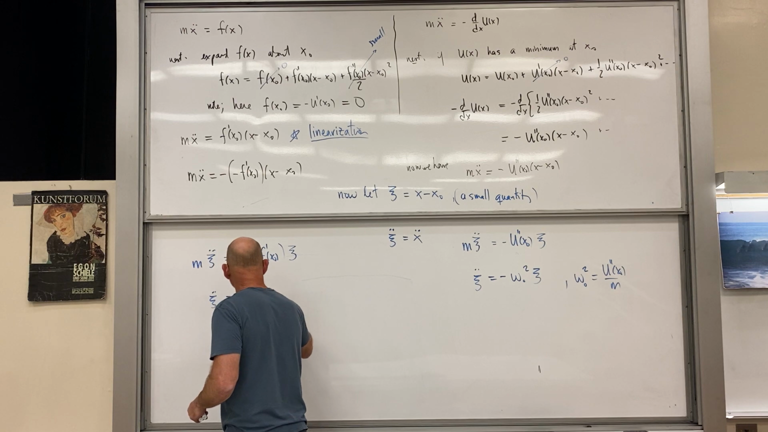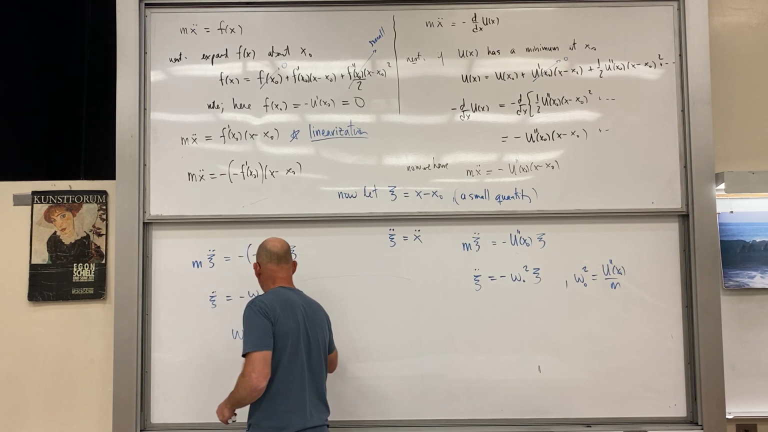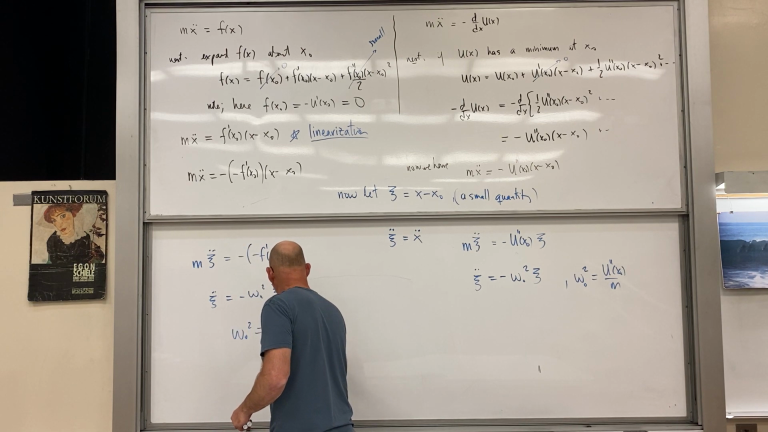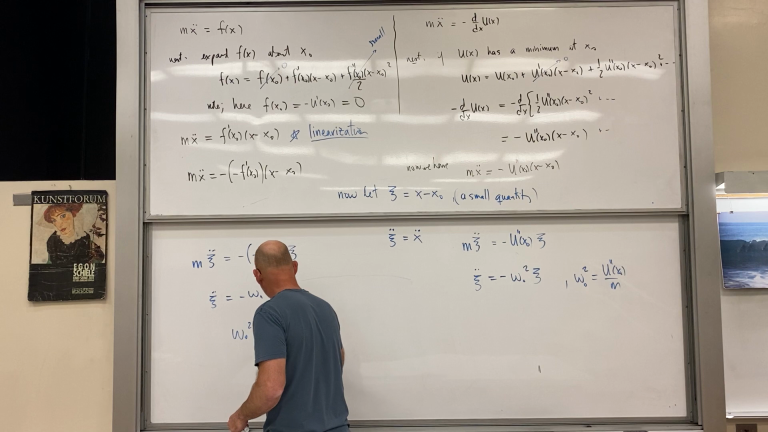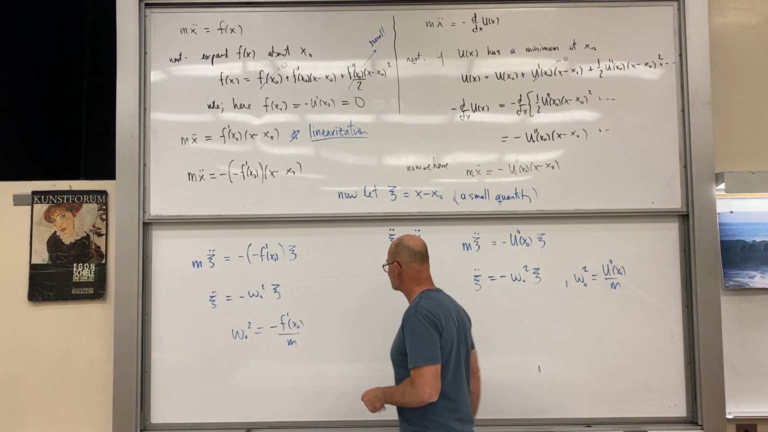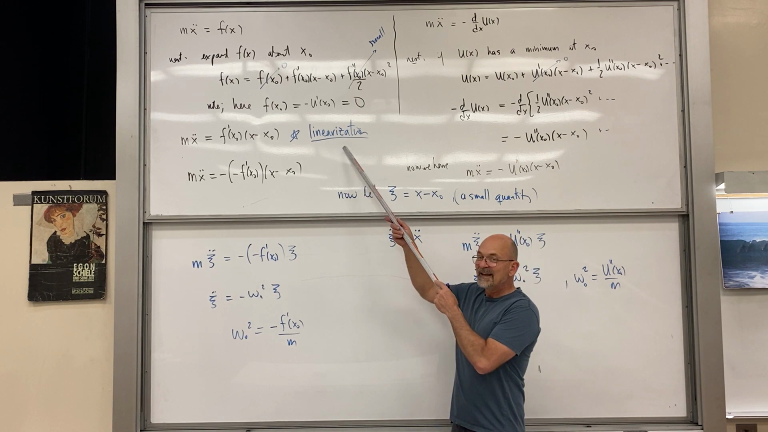Minus omega naught, minus f prime of x0 over m. This, of course, is a positive quantity. Okay. So yeah, the linearization, this is such an important technique.